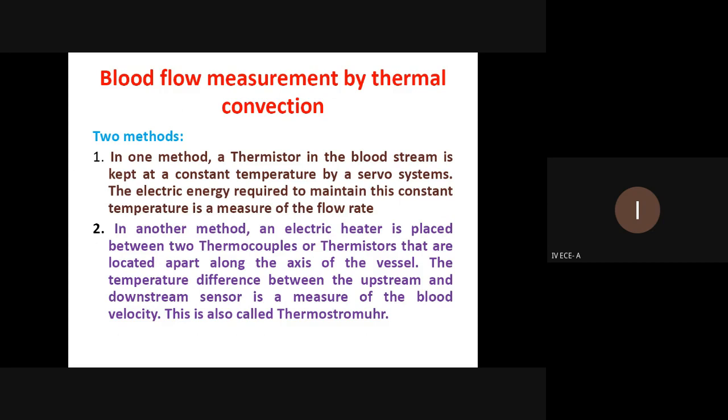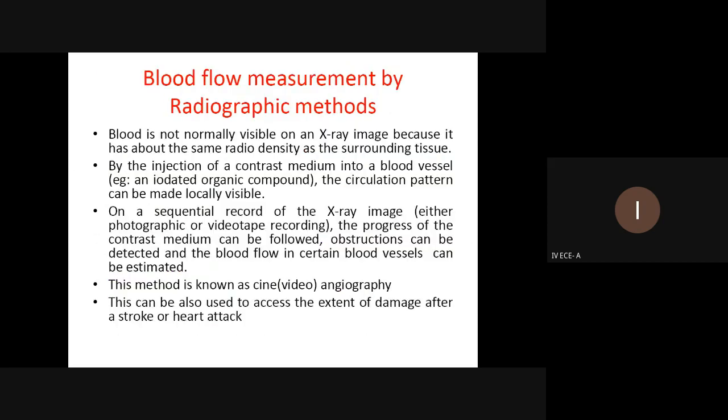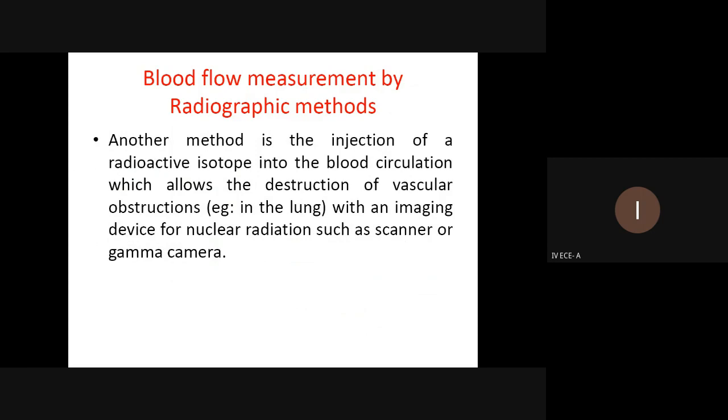In another method, an electric heater is placed between two thermocouples or thermistors that are located apart along the axis of the vessel. The temperature difference between the upstream and downstream sensor is a measure of the blood velocity. This is called a thermostromuhr. So that is the thermal convection method: a hot object is placed in a colder flowing medium and it gets cooled by thermal convection. That is the principle behind it.